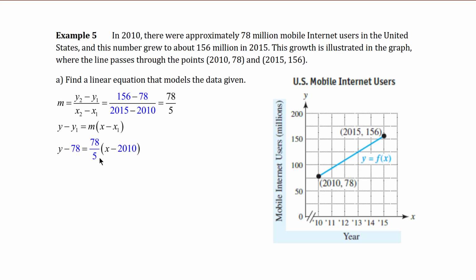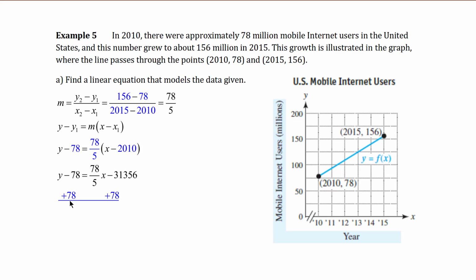From here, we need to distribute the 78 over 5 inside the parentheses to the x and the minus 2010. We get 78 over 5x minus 31,356. On the left-hand side, we just bring down the y minus 78. The result is y minus 78 equals 78 over 5x minus 31,356. The next step is getting rid of the minus 78 by adding 78 to both sides of the equation.